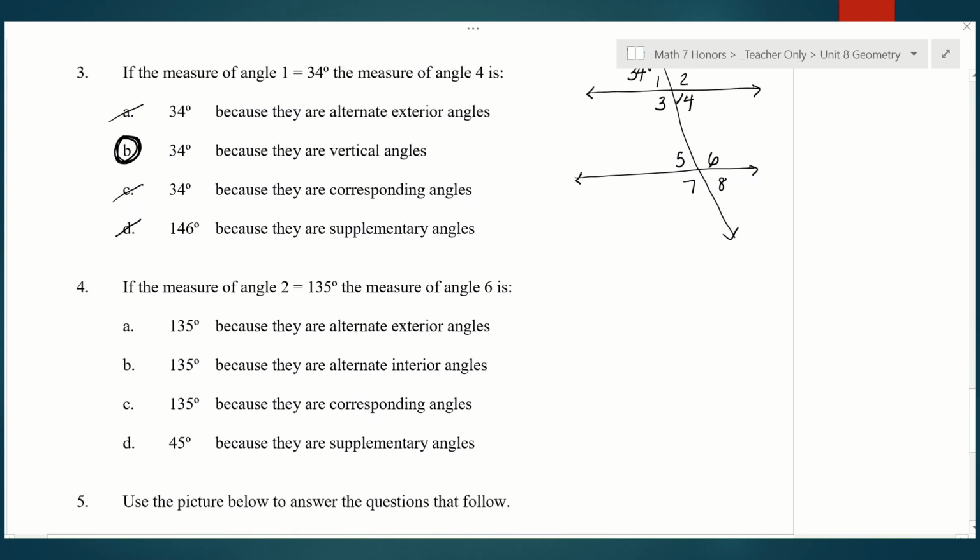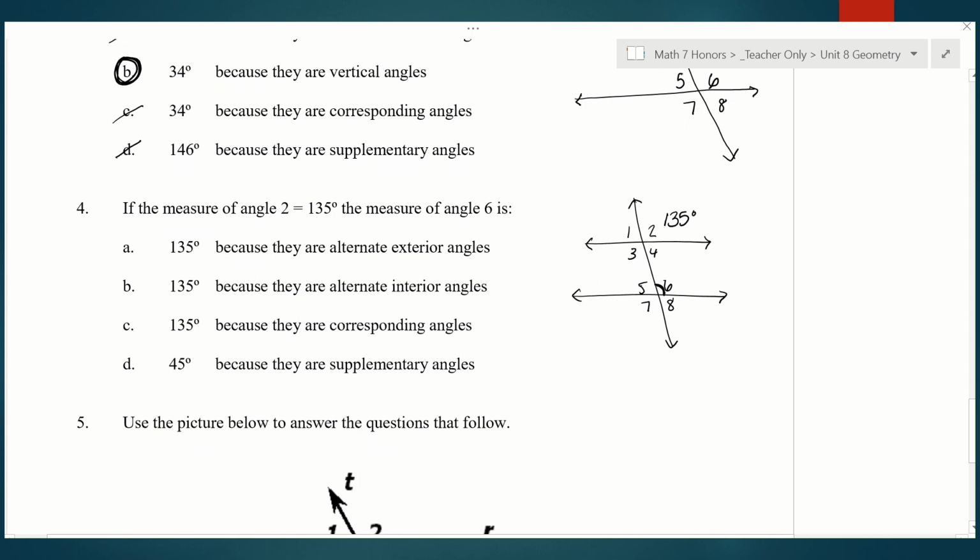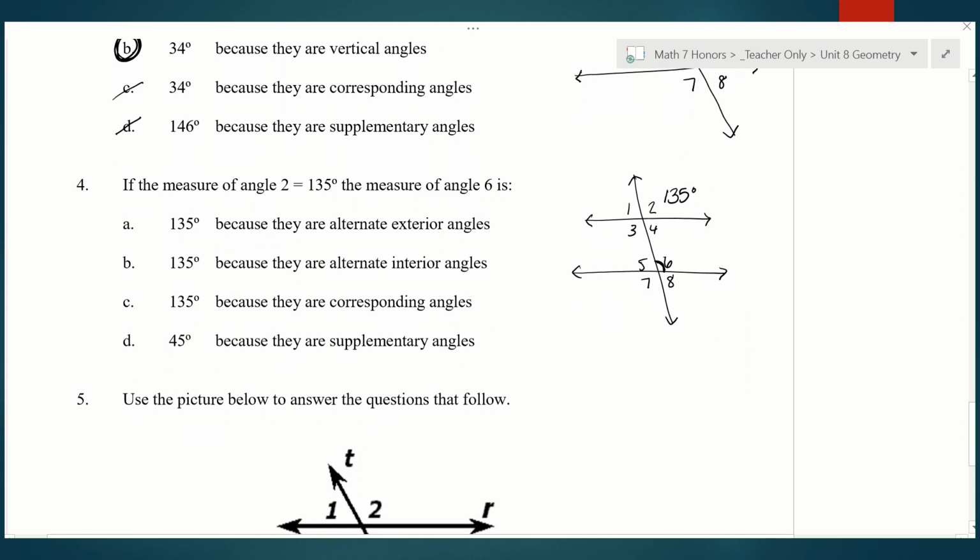All right, number 4, let's do this again. Diagram. Okay, so now they're saying the measure of angle 2 is 135 degrees. What is the measure of angle 6? Okay, so I am looking at those two angles and thinking, all right, they're both obtuse, so they have to be congruent, so choice D is out.